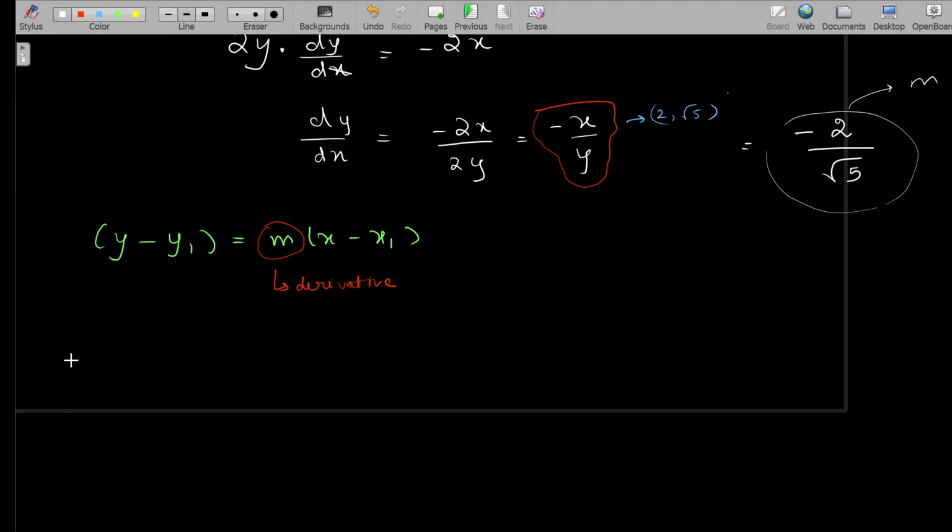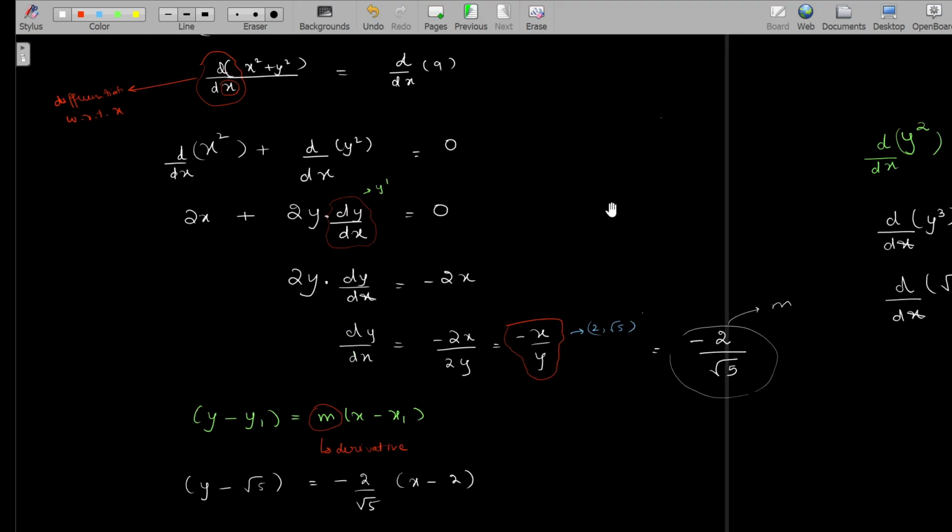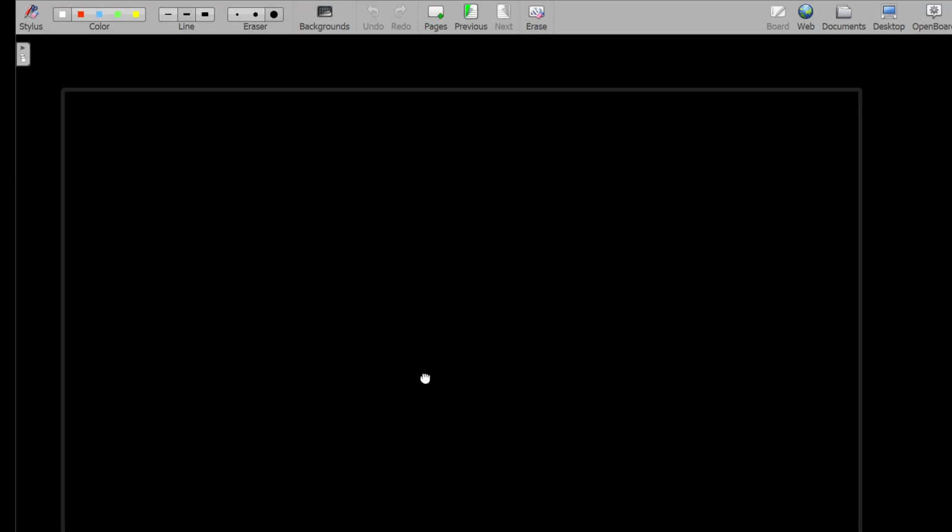And now we can plug in everything here. So y minus root 5 equals negative 2 over root 5 times x minus 2. That's your tangent. Okay, now let's do two questions and then I will introduce you to higher order derivatives. We'll do this until you feel confident, okay?